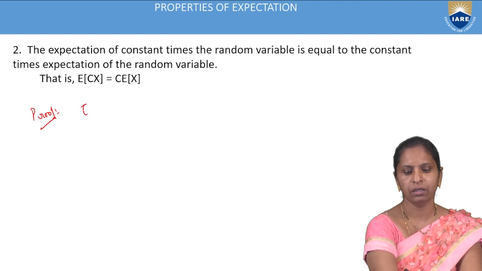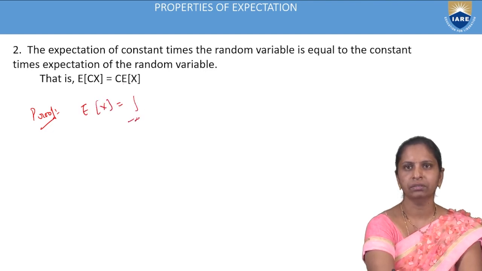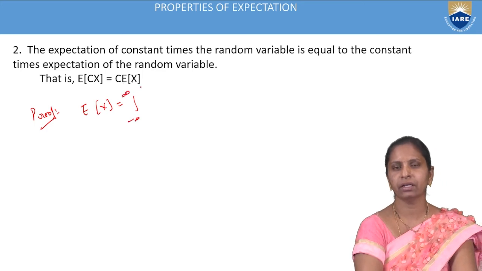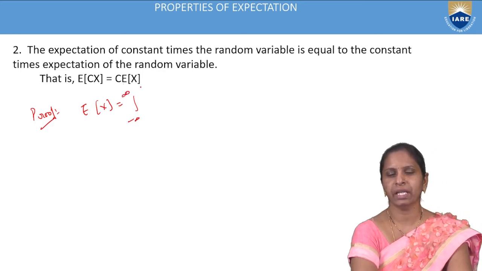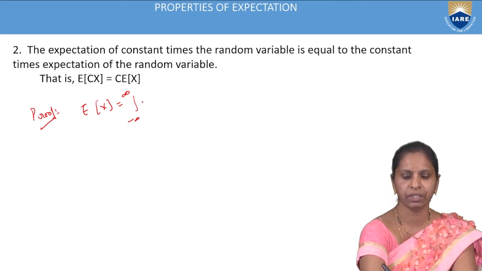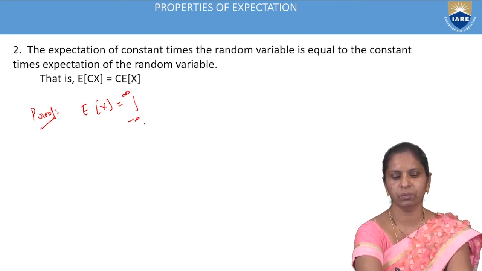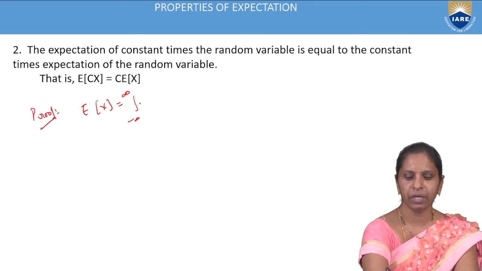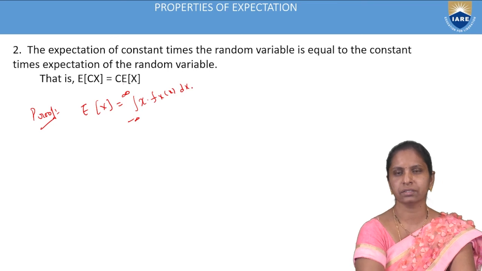So we know the formula for E of X if X is a continuous random variable. You can prove this property by taking either a continuous or a discrete random variable. I am taking a continuous random variable and proving the property. So for a continuous random variable, what is E of X? It is the integration from minus infinity to infinity of x into f of x dx.